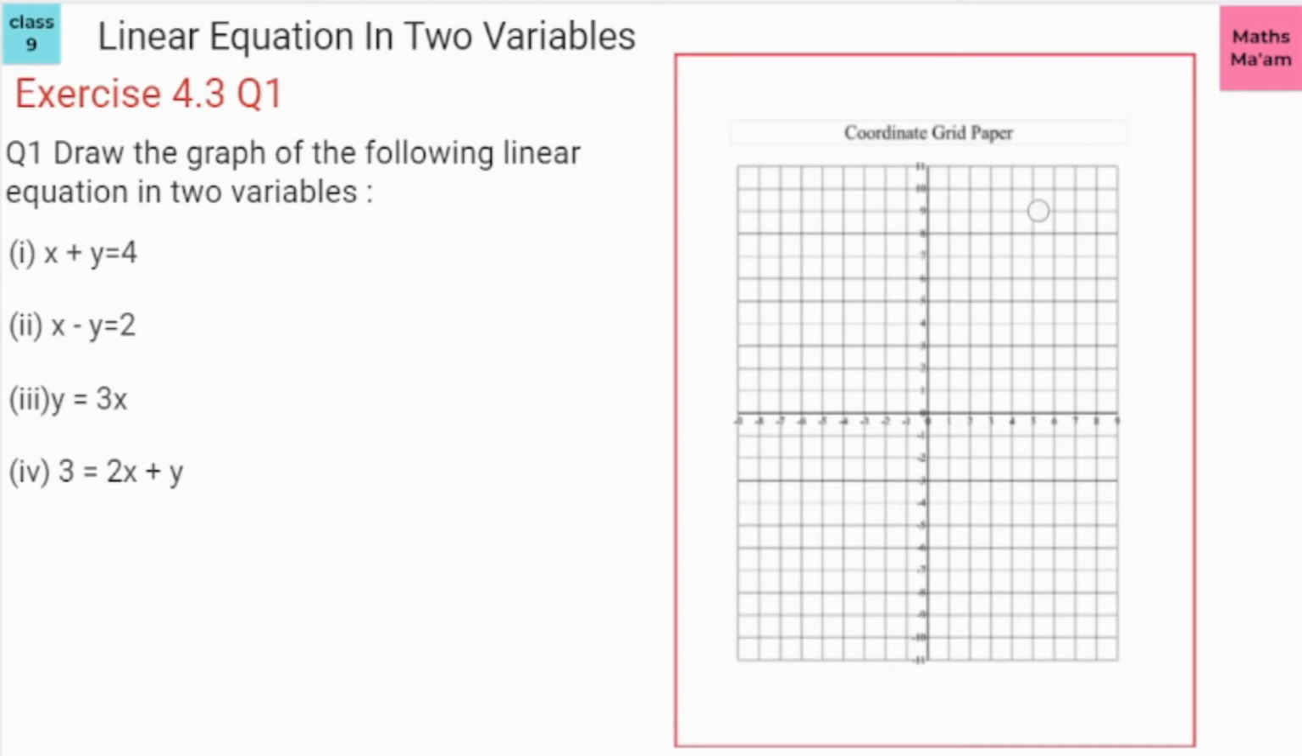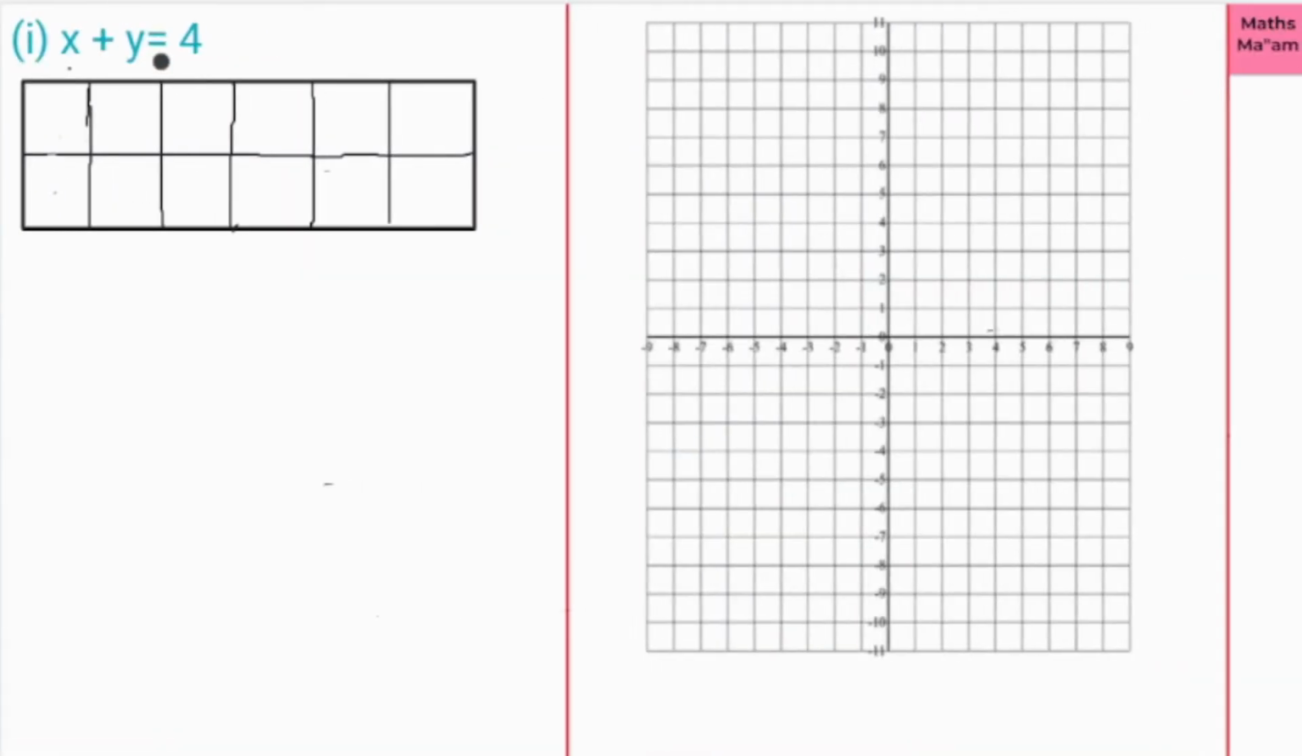So let's start. The first question is: draw the graph of the following linear equations in two variables. As we can see, there are two variables in each equation, x and y, right? And we have to make the graph of these equations on the graph paper. So let's start with the first one. First is x plus y is equal to 4.